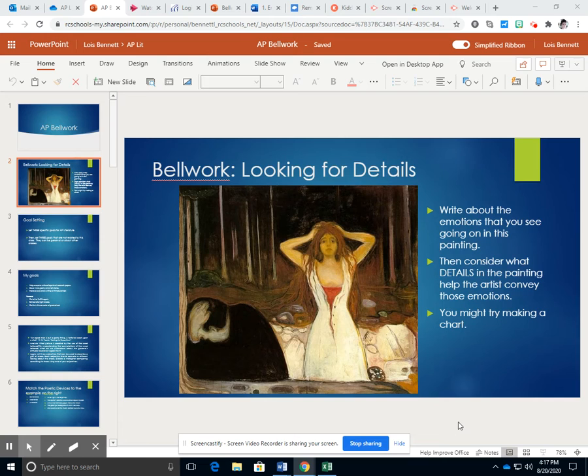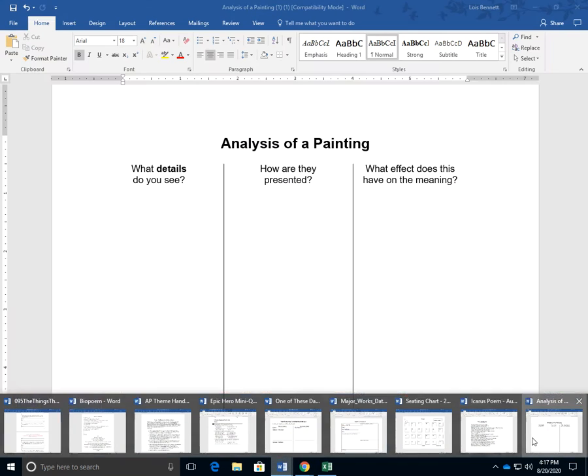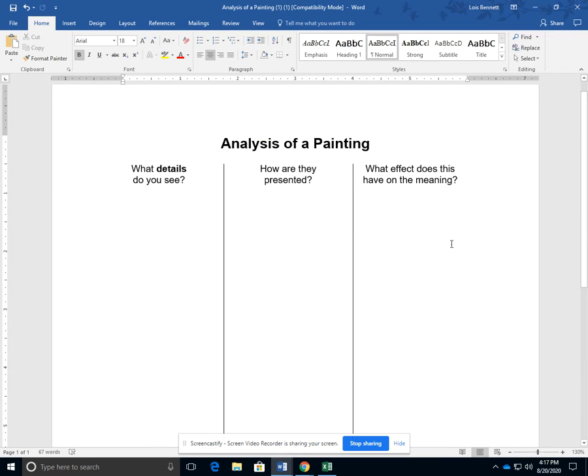So, today in class, we focused on looking for details and analyzing what an author presents and how they present it. This is a process we're going to use to analyze poetry and literature, but we started today by practicing with paintings. On Kidim, you have an analysis chart. It asks, what details do you see? How are they presented? And what effect does this have on the meaning? These are the steps that we're going to use to analyze poetry as well.